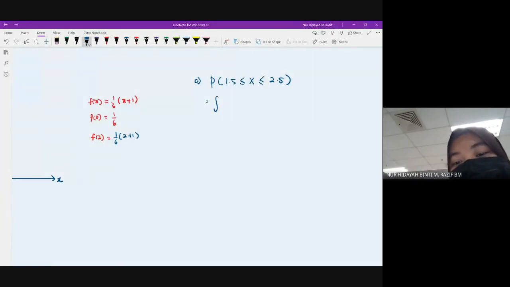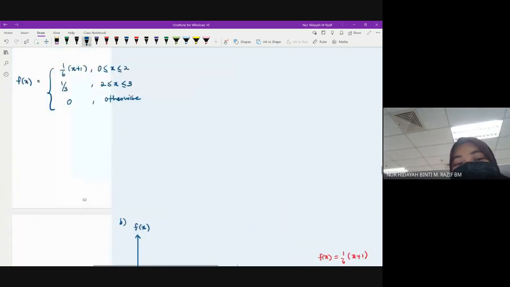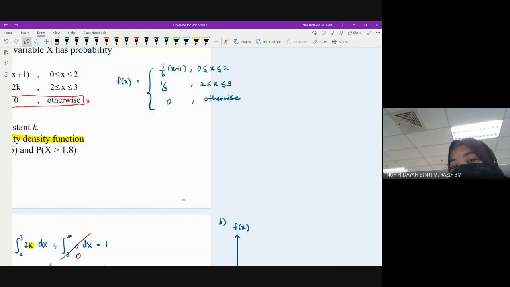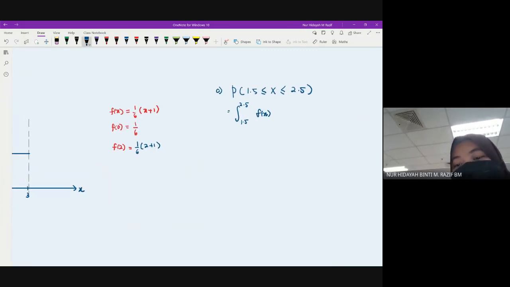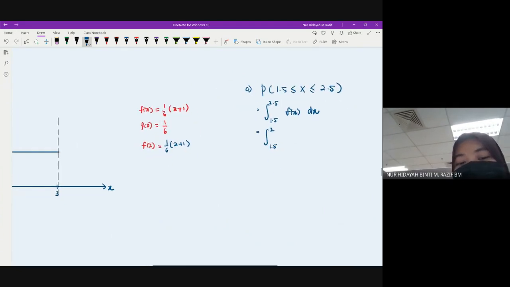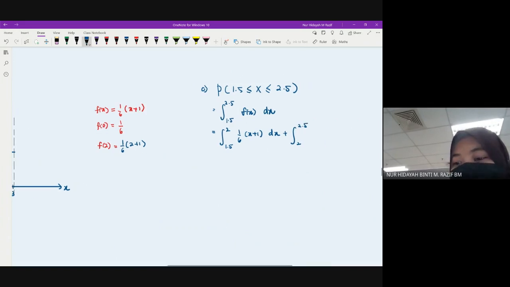So this is equal to the integral from 1.5 until 2.5. Fx kita apa? Tengoklah daripada 1.5 sehingga 2.5. So kita tak boleh terus integrate. Saya akan tulis fx sahaja dahulu, dx. And then you need to separate this, integrate daripada 1.5 sehingga 2. Fx saya adalah 1/6 x tambah 1 dx ditambahkan dengan integral from 2 to 2.5. Fungsi saya adalah 1/6 dx.